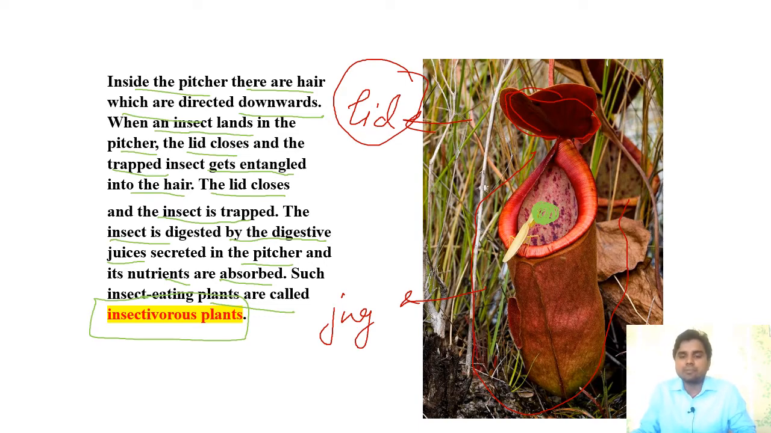As we remember from our previous class, Cuscuta or amarbel is a parasitic plant. They depend upon a host plant, but the insectivorous plants depend upon insects. I hope it is crystal clear to all the students.